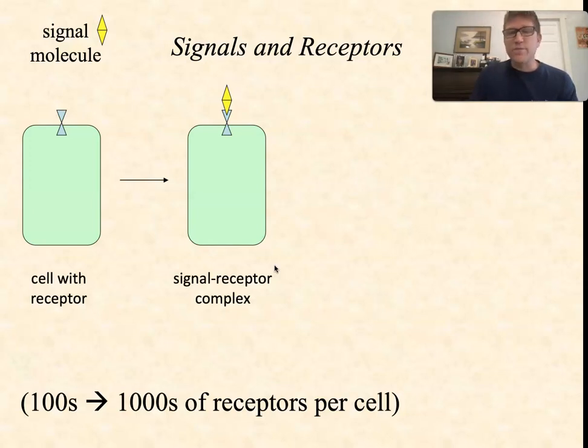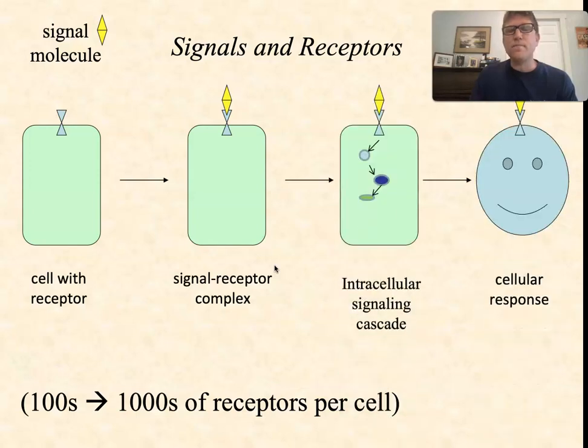Once we get that signal receptor complex, then we're going to somehow relay that signal to some kind of proteins inside the cell that can carry out an appropriate response, where the cell will actually change in its behavior. And we'll talk about what some of those cell responses, some of the more common cell responses are.